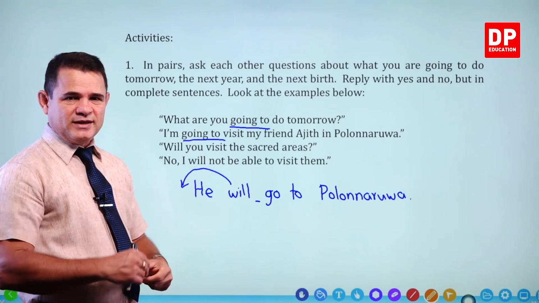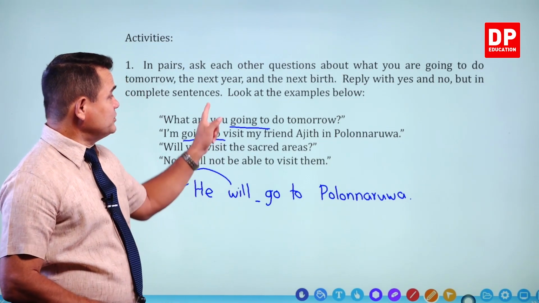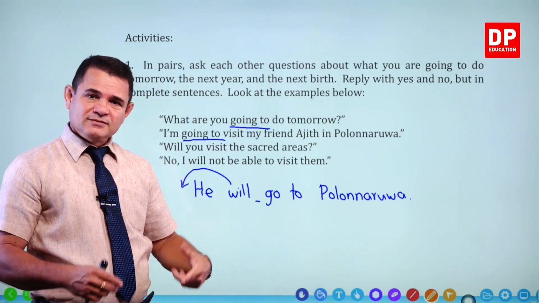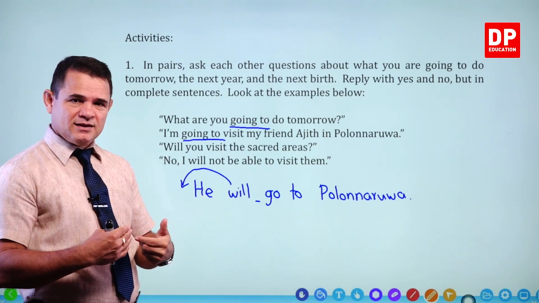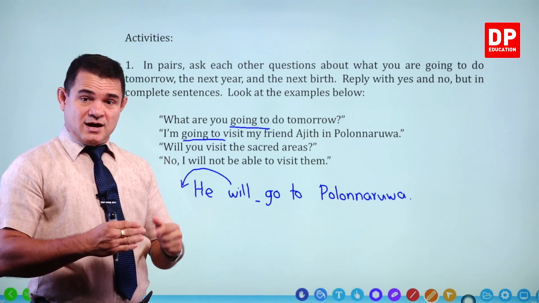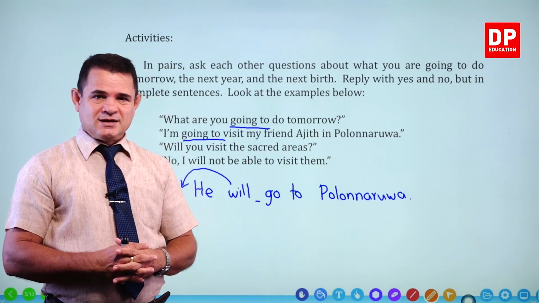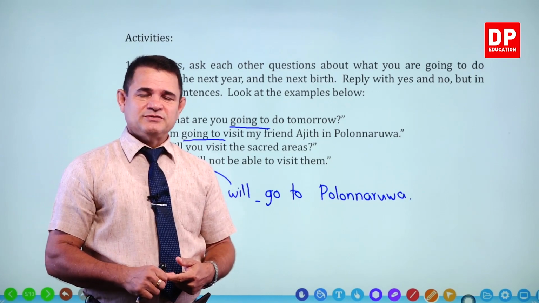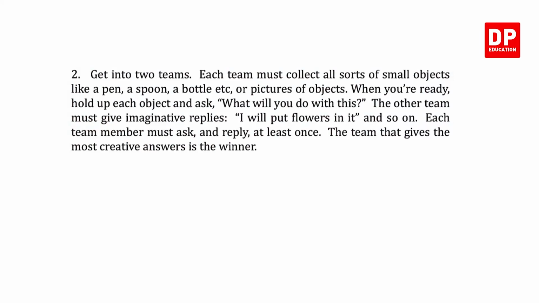What are you going to do next week? What are you going to do tomorrow? What are you going to do the next birth? Right? Question. Then answer, I will. I will go to Polonnaruwa. Tomorrow, I will go to school. I will go to my classes. I will visit my friend. Future tense, right? So then ask questions and practice. Next one. Get into two teams.